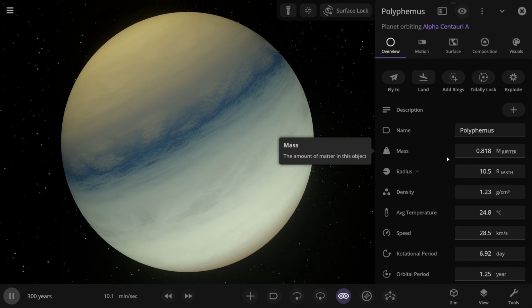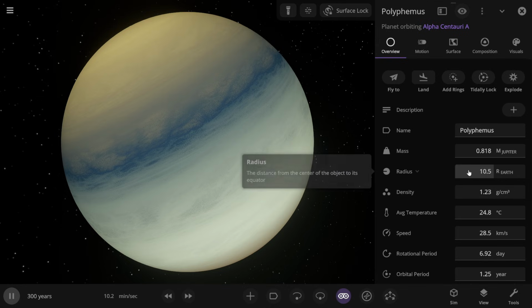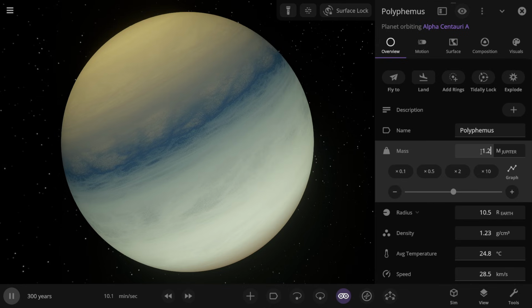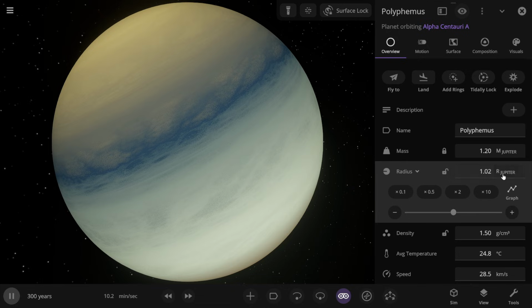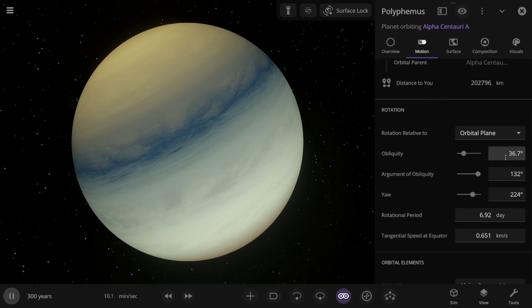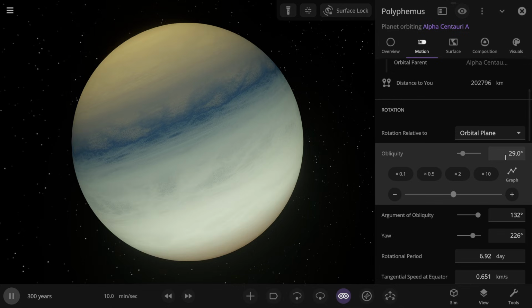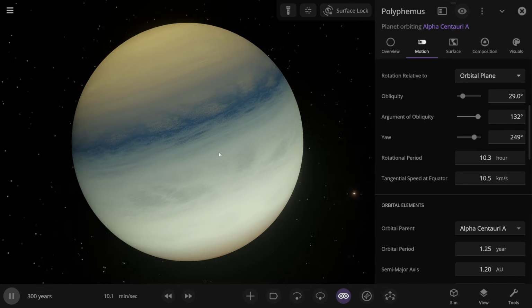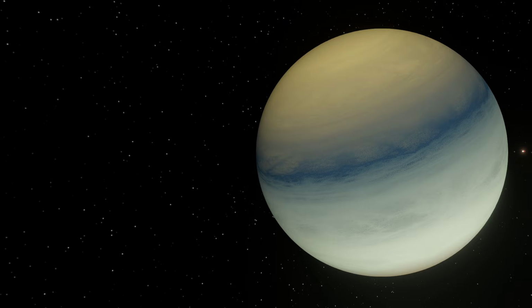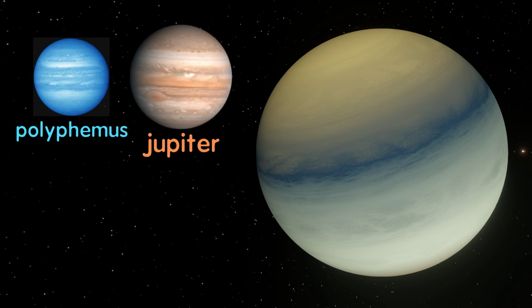First, the physical characteristics. Its mass is about 1.2 times the mass of Jupiter. I'll set that value. And its diameter is about 123,900 kilometers. But the simulator only uses radius, so I need to divide by 2. And the radius comes out to 61,950 kilometers. Its axial tilt is about 29 degrees, and a day on it lasts for a little over 10.3 hours. It rotates quite fast on its axis. The gas giant Polyphemus is more massive than Jupiter, but slightly smaller. Here's a comparison of Jupiter and Polyphemus.